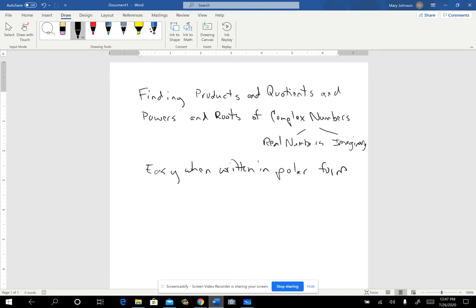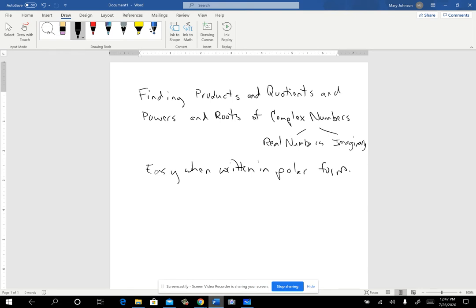All right, so for the problems that you're going to be asked to do, they'll sometimes already be in polar form. The complex numbers themselves will be in polar form. If they're not, you could convert them into polar form and then use what we're going to find in order to work out the product, quotient, power, or root of the number.